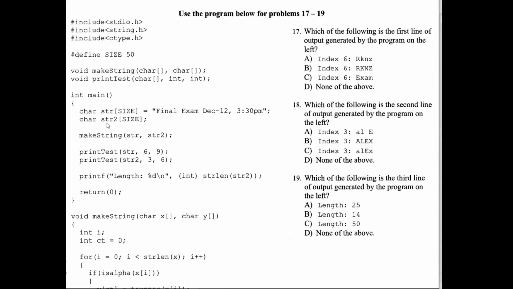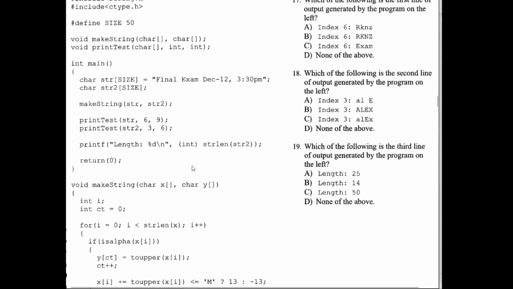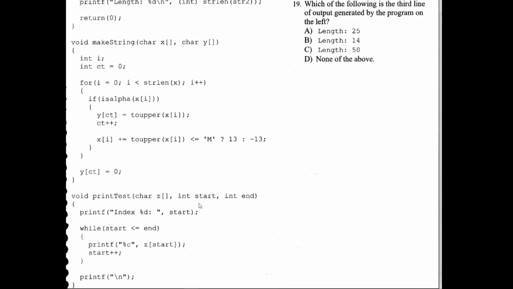with string 2 being another string of the same size as the first string. And then it runs this function makeString with the first string and the second string. And then it prints, using its own function, these actually turn out to be index values, 6 and 9 and 3 and 6. And then finally print the length of string 2. So if we go down to print test, I'll just go through this. It basically has a starting value and an ending value. It prints the starting index. And then it goes through all of that range, inclusive, and it prints that character from the array it was given.